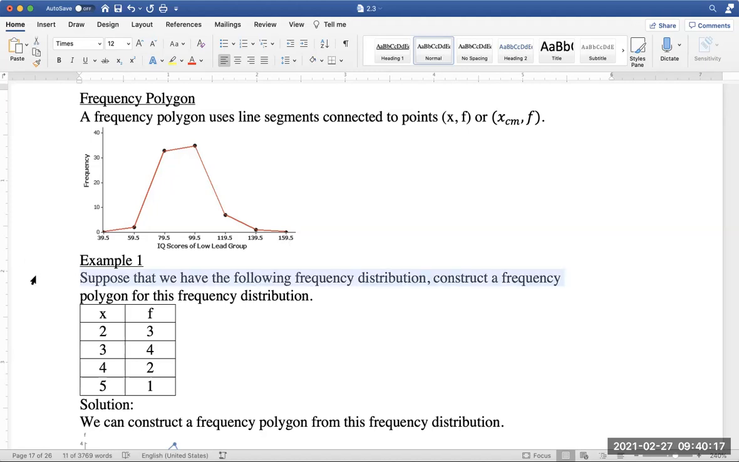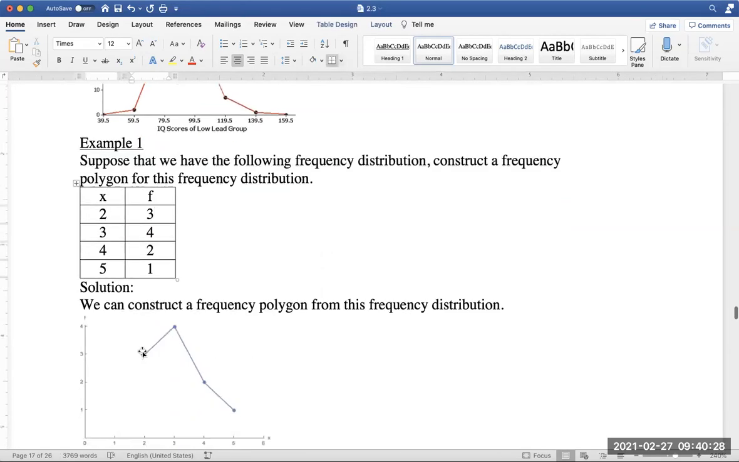So suppose that we have the following frequency distribution. Construct a frequency polygon for this frequency distribution. So 3 2s, 4 3s, 2 4s, and 1 5. Connect those dots with lines.